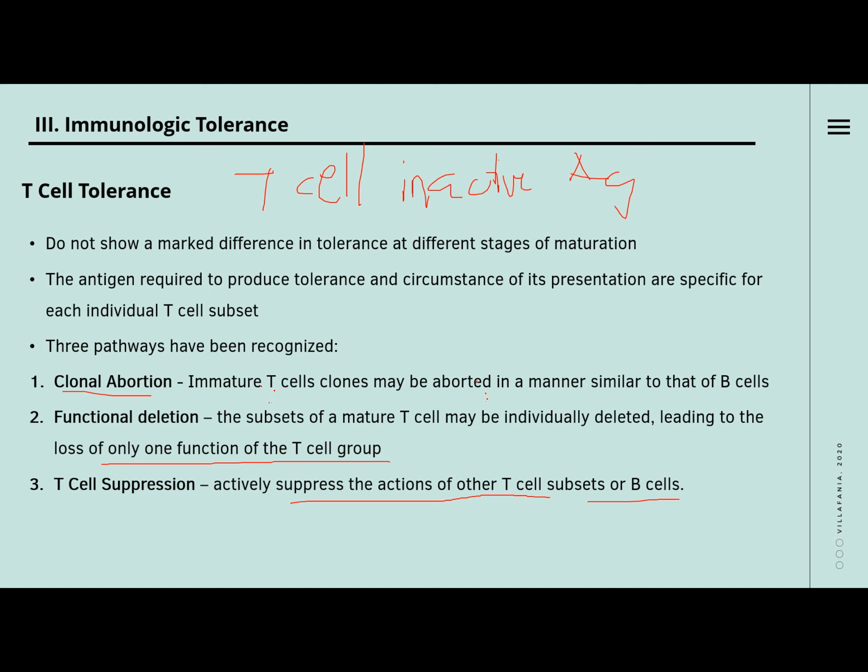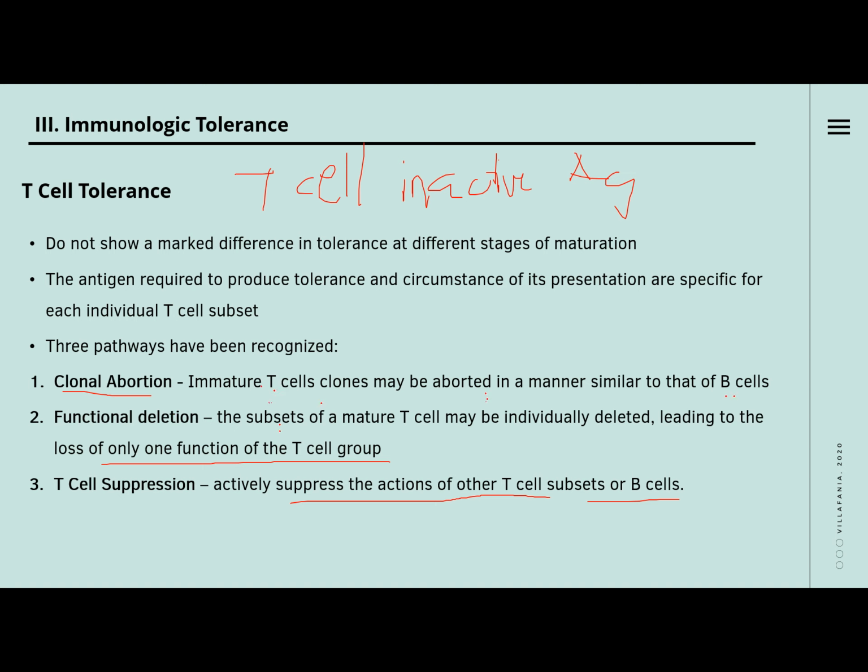So mamaya explain natin yan. Then there's also your functional deletion. Kapag functional deletion naman class, isang set, let's say T helper, they could be deleted, leading to the loss of only one function of the T cell group. So wala kang T helper, ang only active mo lang is yung T cytotoxic. So yan yung functional deletion.